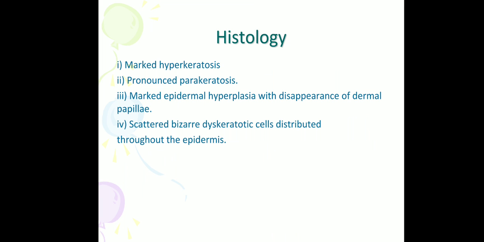Histology shows marked hyperkeratosis, pronounced parakeratosis. Parakeratosis is retention of the nucleus in the corneum layer. Marked epidermal hyperplasia with disappearance of the dermal papillae. Scattered bizarre dyskeratotic cells distributed throughout the epidermis. So marked hyperkeratosis, pronounced parakeratosis, marked epidermal hyperplasia with disappearance of the dermal papillae, scattered bizarre dyskeratotic cells distributed throughout the epidermis.